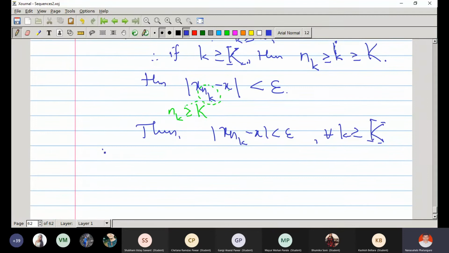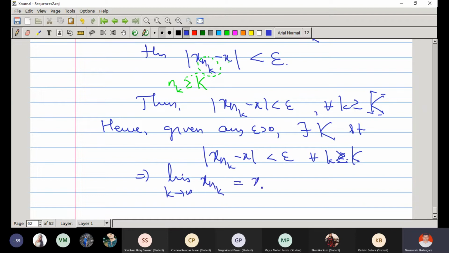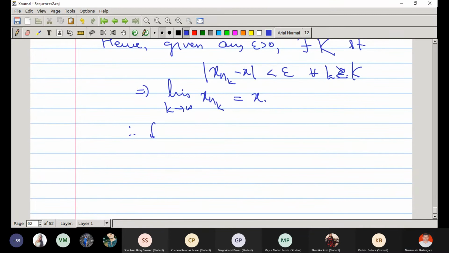Hence, given any epsilon, there exists K such that we can produce, for all k greater than or equal to K, x_nk minus x is less than epsilon. Right? Therefore, what is the limit as k tends to infinity of x_nk? It is x. So, therefore, the subsequence x_nk converges to x. Now we just selected an arbitrary subsequence.